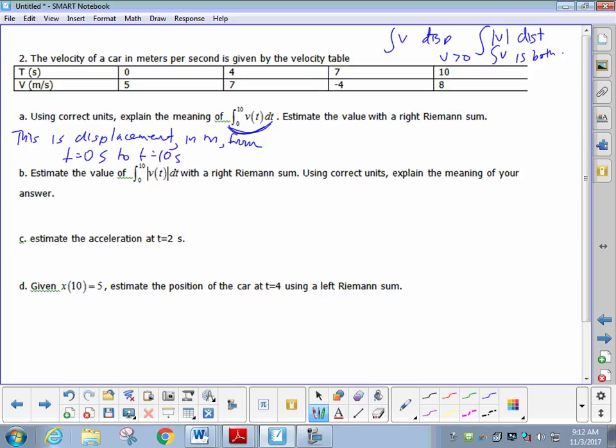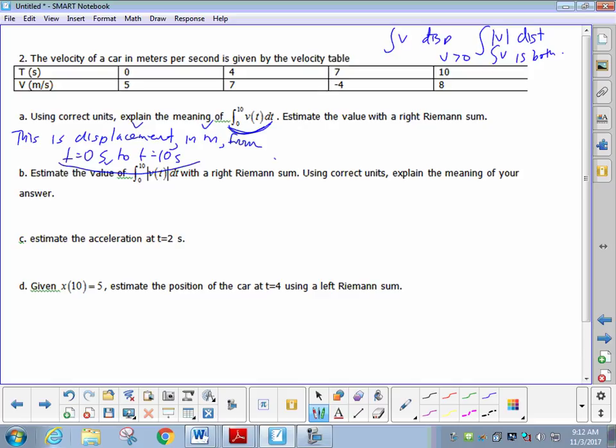A grader would grade for 4 things. They'd say, do you say displacement? Do you give the distance units? Do you make a reference to the time frame? And do you give time units? That's 4 things you've got to check for that problem to get 1 point.